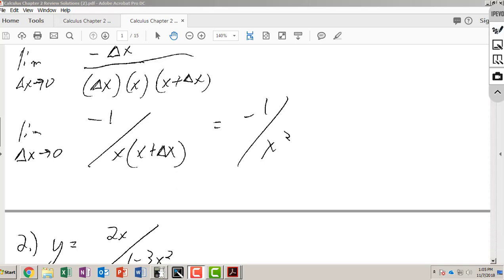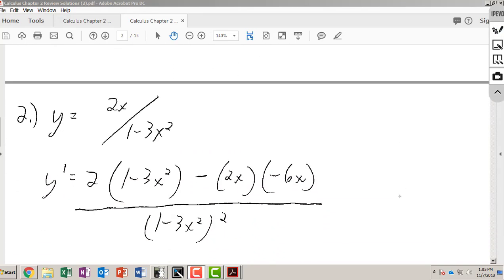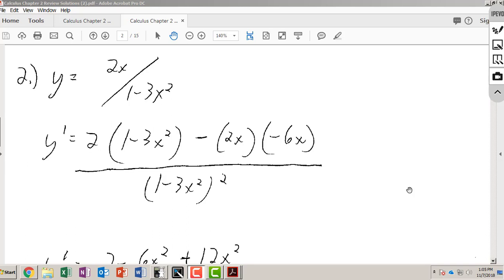Now on number 2, the directions say that it wants me to take this equation. I've got y equals 2x divided by 1 minus 3x squared. To solve this equation, I'm going to go ahead and use my quotient rule.